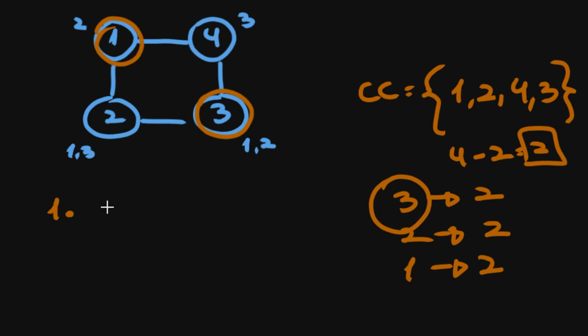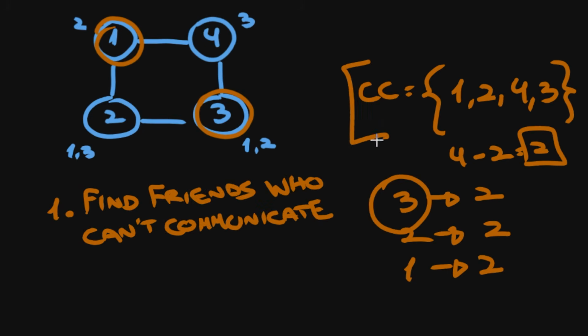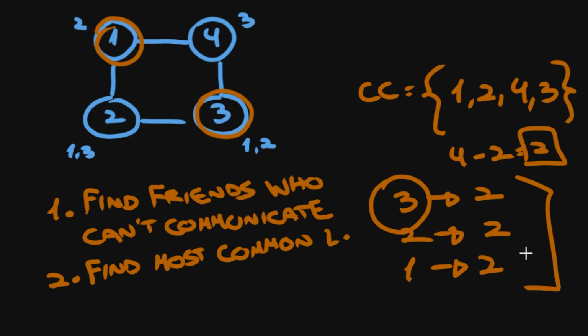First, we need to find the friends who can't communicate, which is this part. Then we need to find the most common language. For this, we build a frequency map. We want to keep the language with the maximum frequency. In this case, every language has the same frequency, so we are picking number 3.